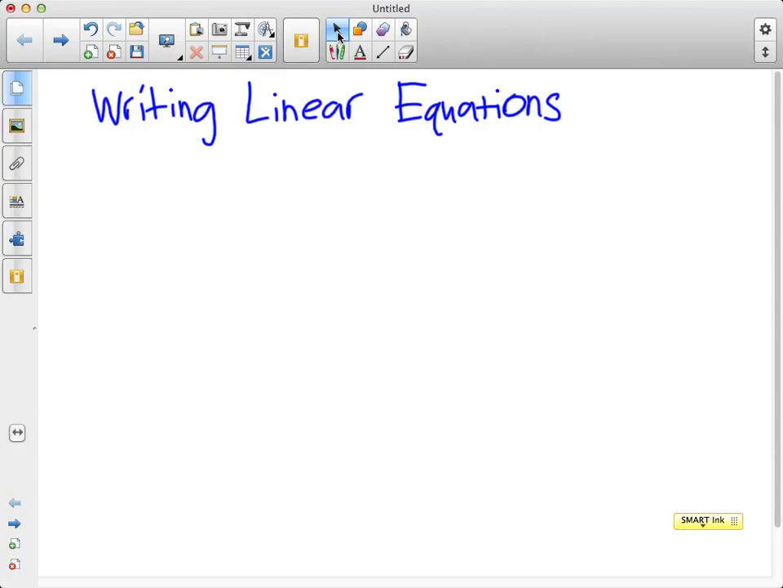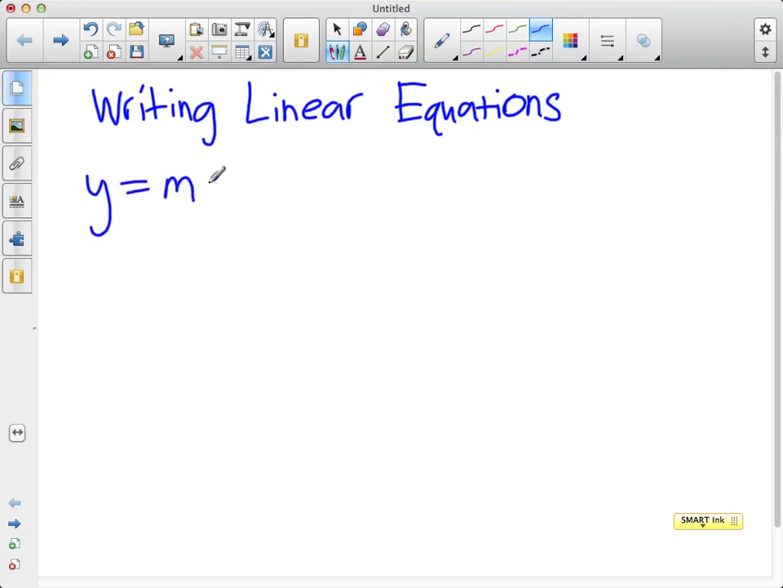Going to cover writing the equations of lines given some information about the lines. So we know the slope-intercept form of a line is y equals mx plus b, where m is the slope and b is the y-intercept.